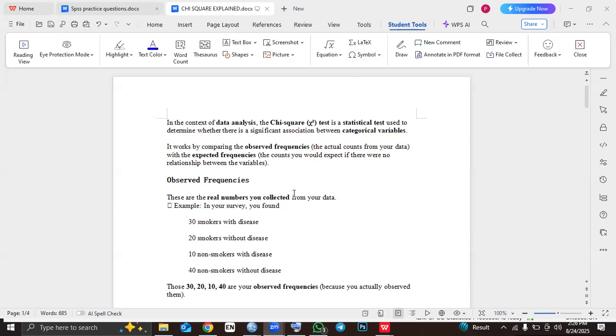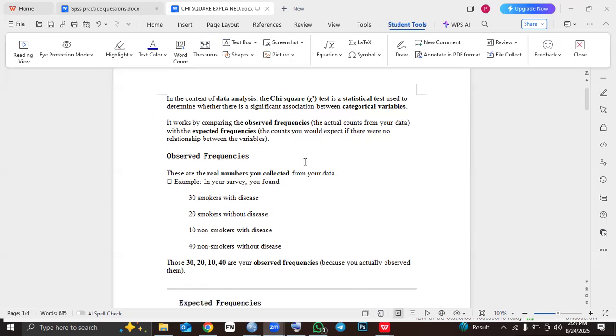The chi-square test works by comparing observed frequencies with expected frequencies. Now, what do I mean by observed frequencies? Observed frequencies are the real numbers or the actual counts from your data.